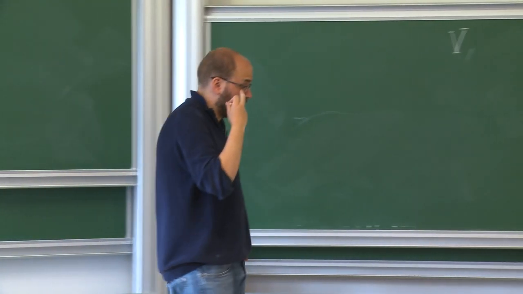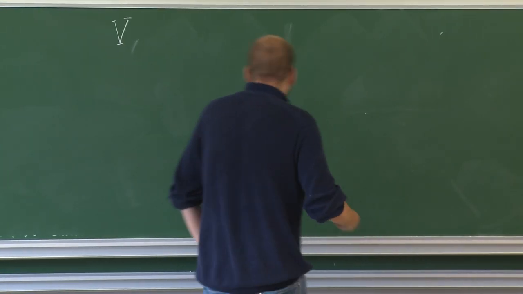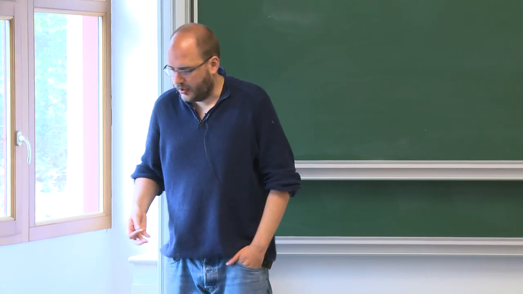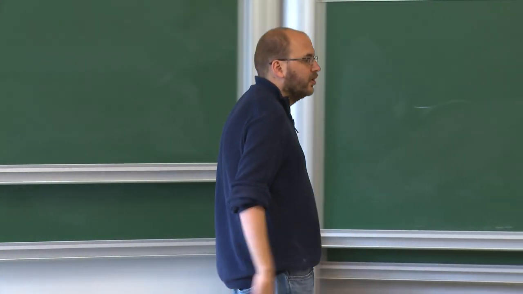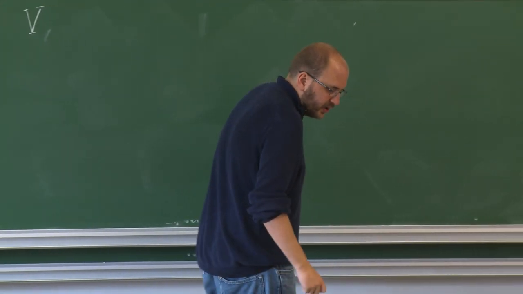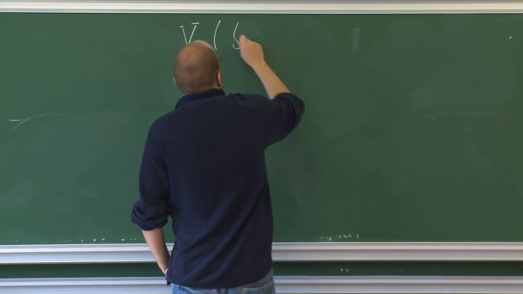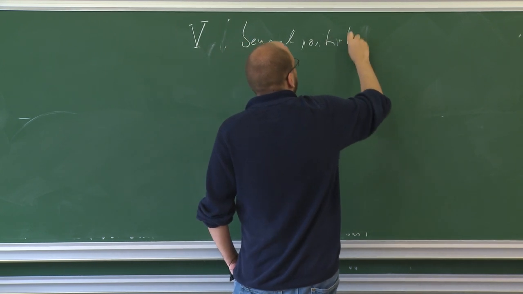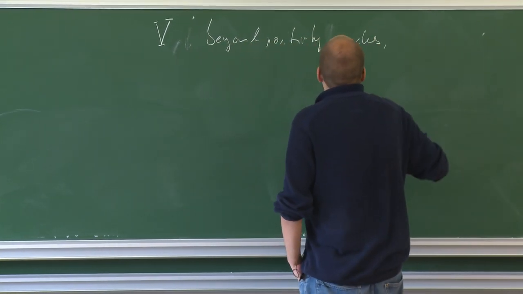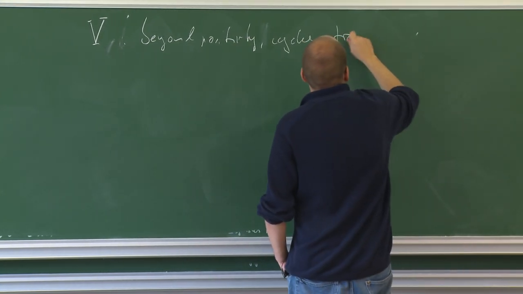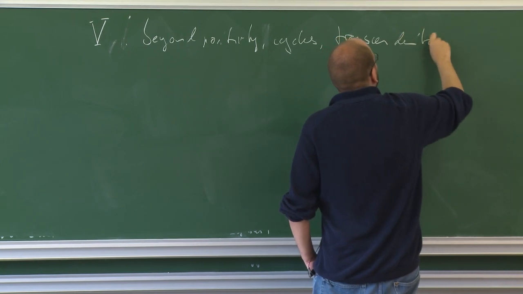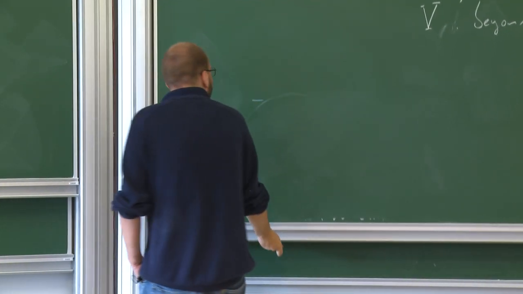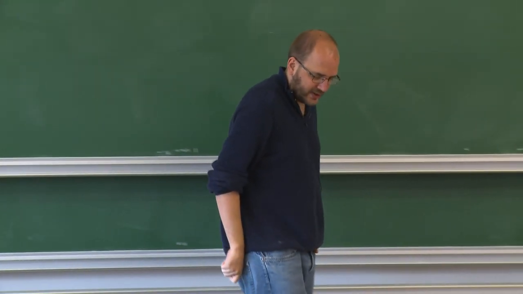So for the final section, we'll talk about slightly more general objects, and we will give a new proof based on some very nice residue formulas. So, beyond positivity again: cycles and transcendentality. Not in a new-age way, but in the sense of transcendental extensions.